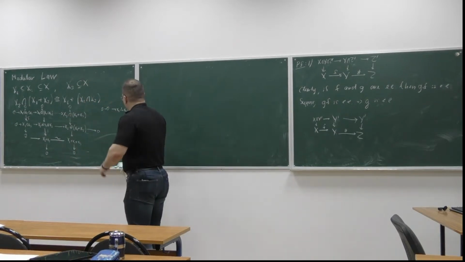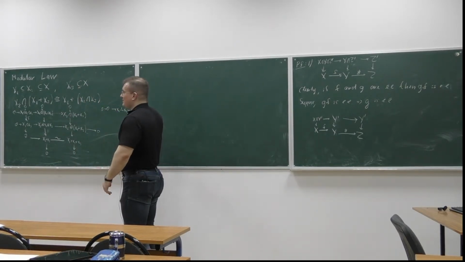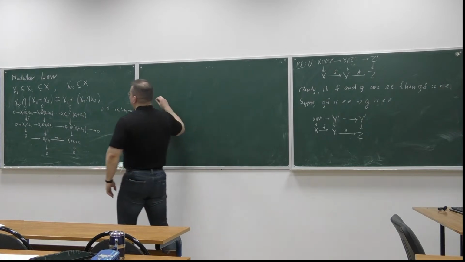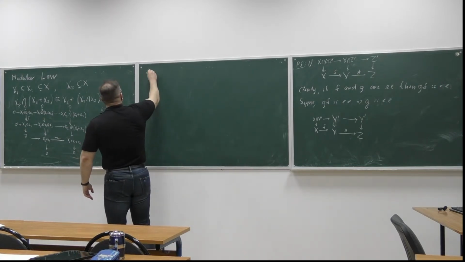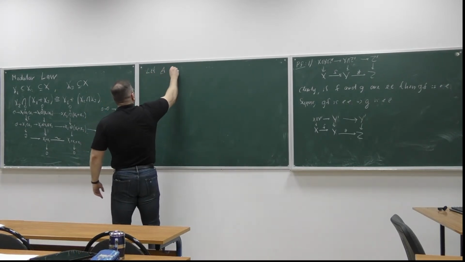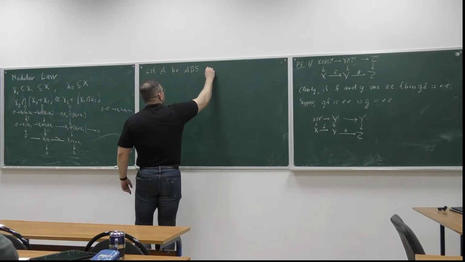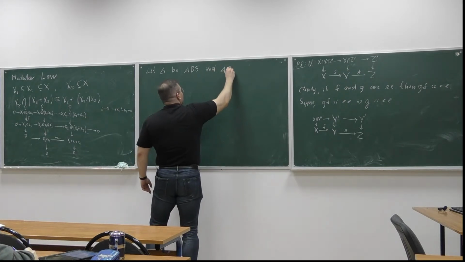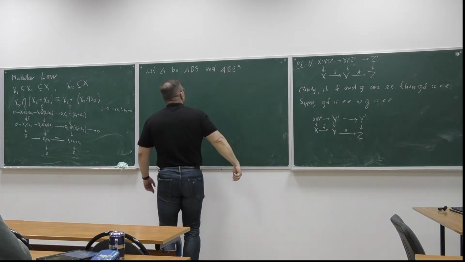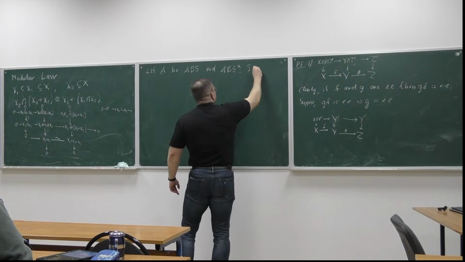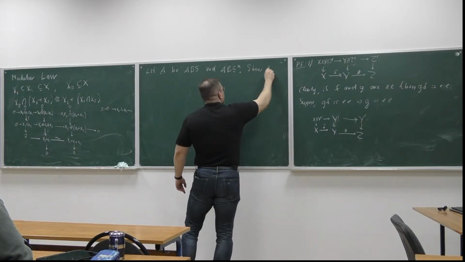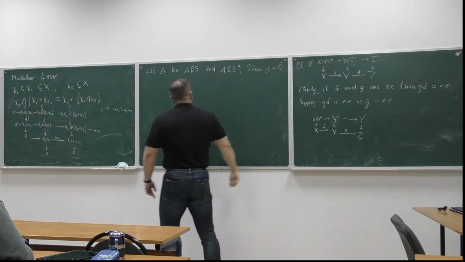This is necessary pain. I'm going to need this later. And here is a fun exercise. So let A be AB5 and AB5 star. Show that A is equivalent to 0.